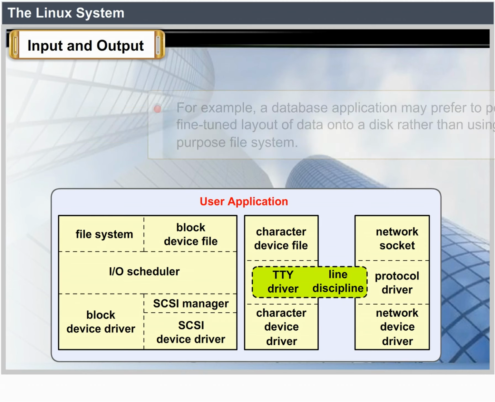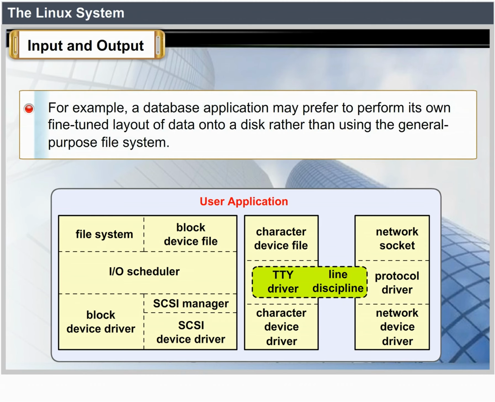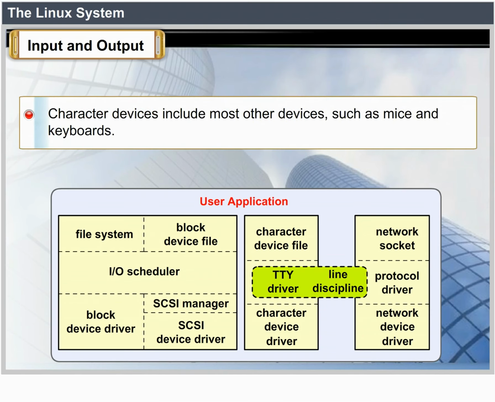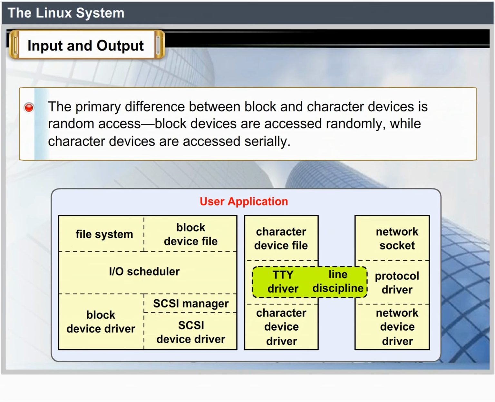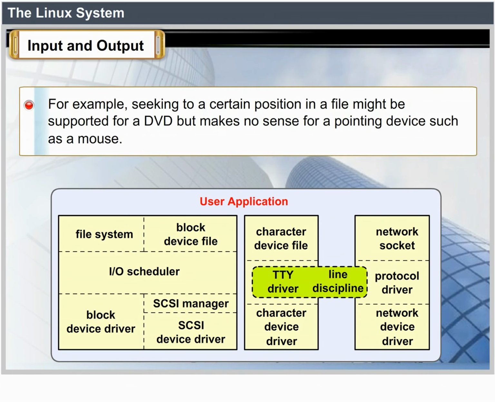For example, a database application may prefer to perform its own fine-tuned layout of data onto a disk rather than using the general-purpose file system. Character devices include most other devices, such as mice and keyboards. The fundamental difference between block and other character devices is random access. Block devices are accessed randomly, while character devices are accessed serially. For example, seeking a certain position in a file might be supported for a DVD but makes no sense for a pointing device such as a mouse.